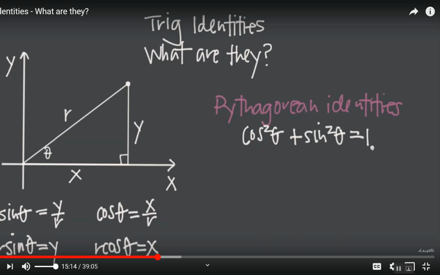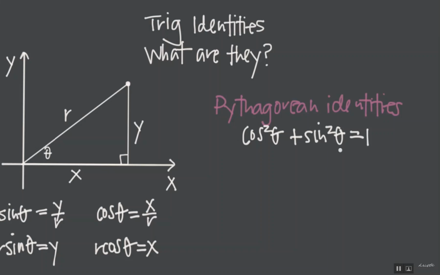Two more Pythagorean identities are similar to this first one. You could memorize those as well, but here's a really easy way to remember them or come up with them if you can't memorize them. What you want to do is divide through this equation by cosine squared. Then we're going to get the other identity by dividing through by sine squared.